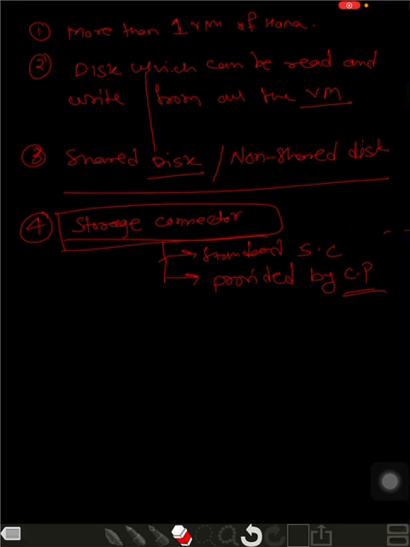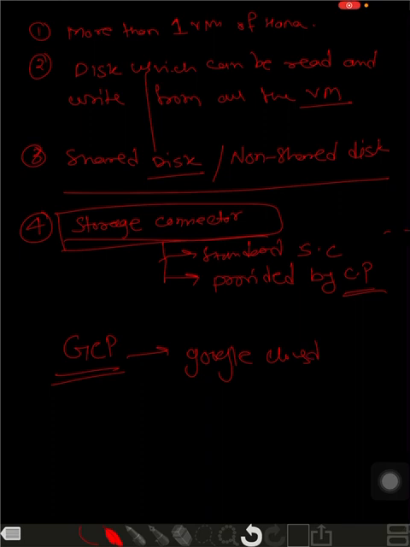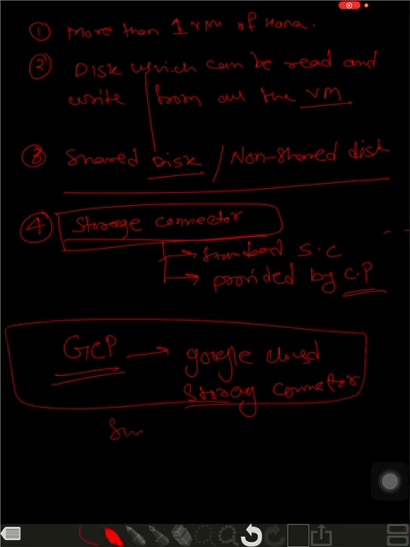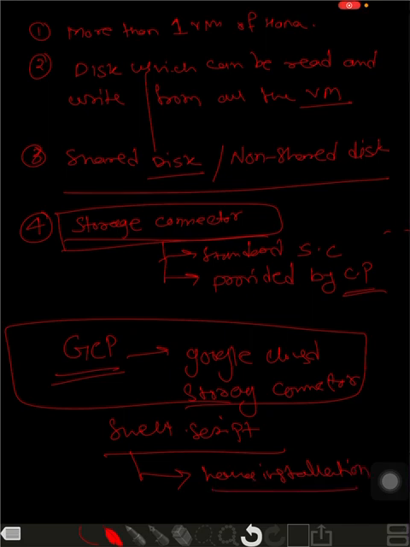For example, if you think about installing your HANA system on Google Cloud Platform, they have their own Google Cloud storage connector. This is nothing but a shell script which you need to pass during your HANA installation as a location in global.ini.